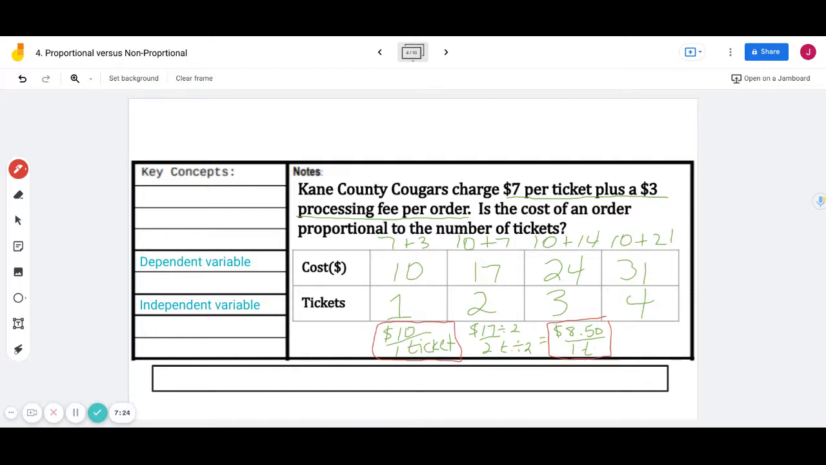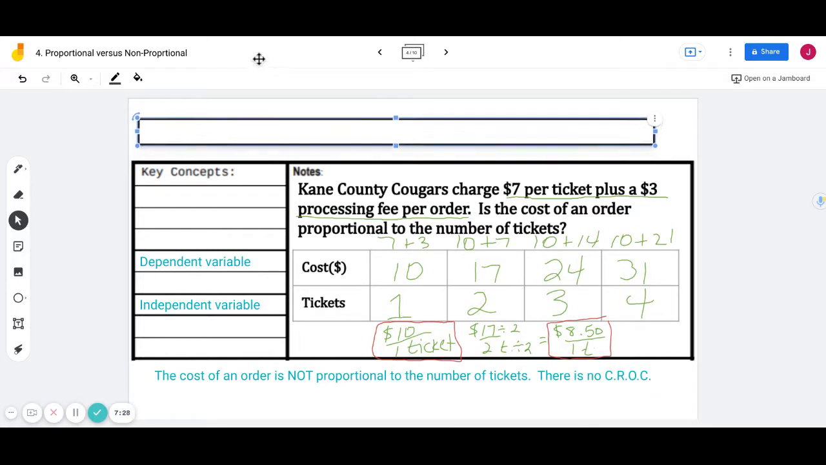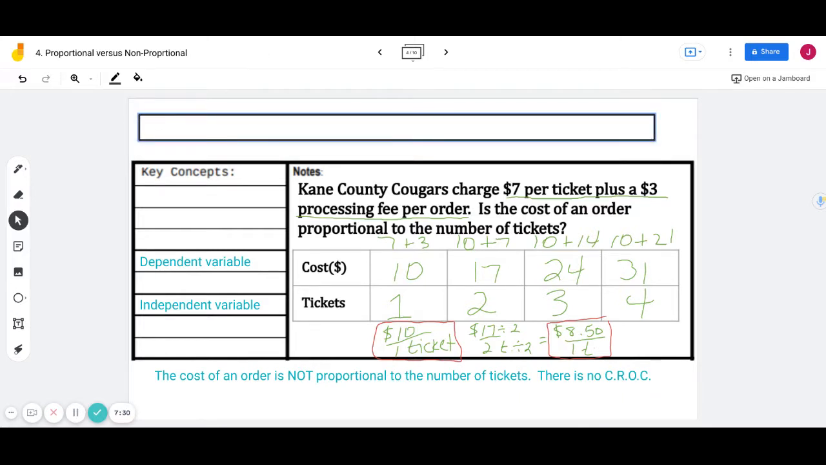It is not the same constant rate of change. So because that is true, we can stop doing our math right there and say, the cost of an order is not proportional to the number of tickets. There is no CROC. What does CROC stand for? Well, if you don't want to write it out, I'll be happy to accept CROC.